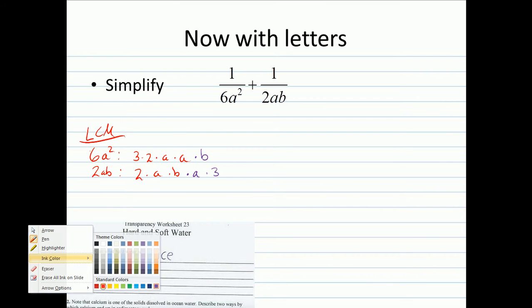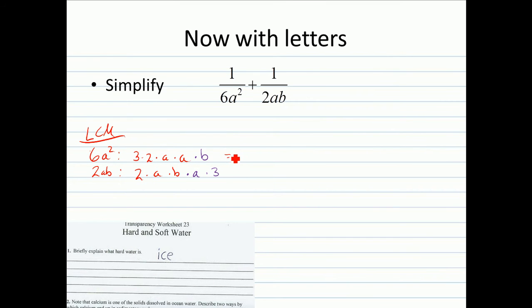So what that means is this top one now is going to become 6a squared b. And notice this one is also going to be 6a squared b. So now they're the same. So now we understand what we had to multiply by both of them to get what we needed. For 6a squared, we just had to multiply this side by b.